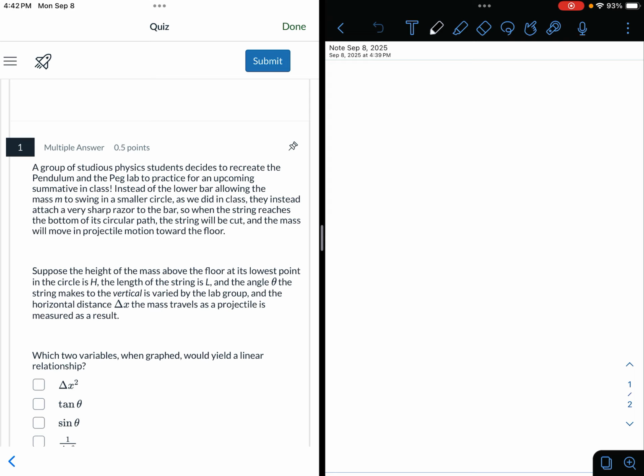Pendulum and peg lab for summative, and there's going to be a mass M swinging. Okay, so basically you're going to have a pendulum, and instead of a peg, there's going to be a knife, so that it essentially makes it move into a projectile. The height of the mass at its lowest point is H, L is the length of the string, and it starts at an angle theta. And they're measuring the change in X.